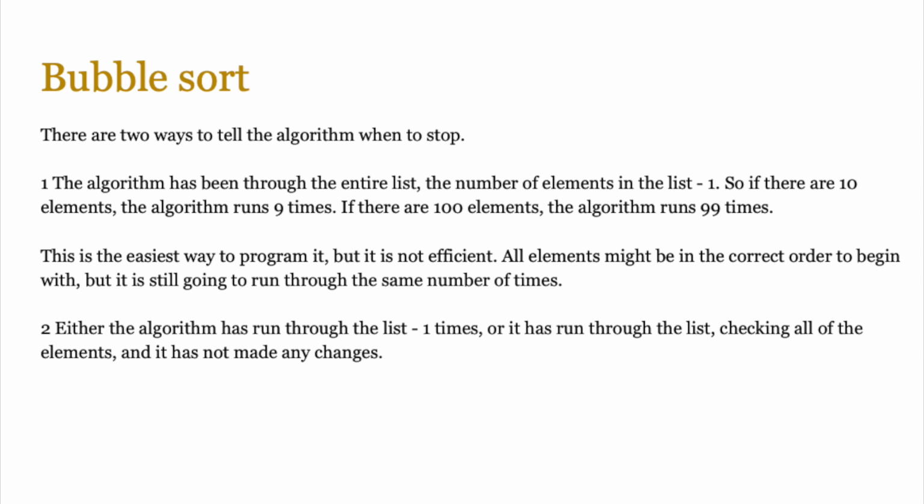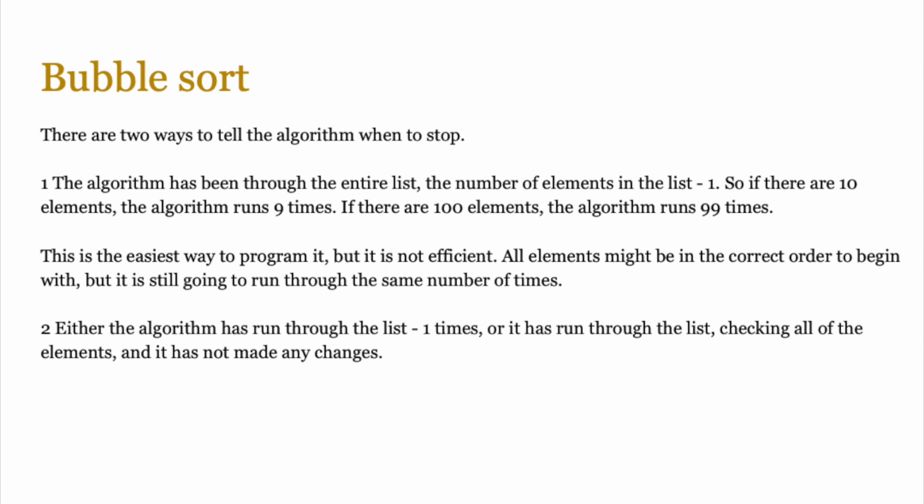Now there are 2 ways to tell the algorithm when to stop. The algorithm has to go through the entire list, which is the number of elements in the list minus one. Why minus one? Because if there were 10 elements in the list, you're going to do 9 comparisons because you're comparing two values. If you get to the 10th item, there is no 11th item to compare with, so the program will crash. So if there are 100 elements, the algorithm runs 99 times.